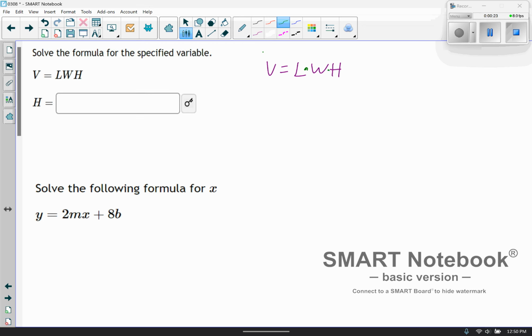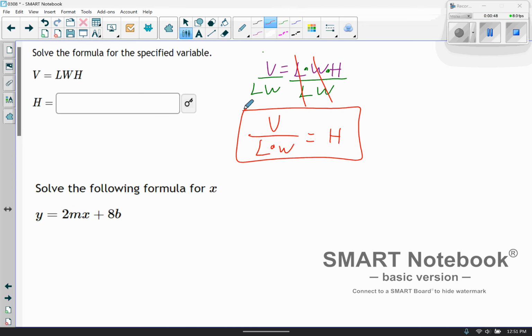So these things are getting multiplied here. And so in order to solve for a variable, you're kind of going to undo this. You're going to do the opposite. So we're going to divide by L and divide by W on both sides. And what will happen here is the L's cancel, the W's cancel, so we're left with V over L times W equals H. And so that's how you solve for H right there.